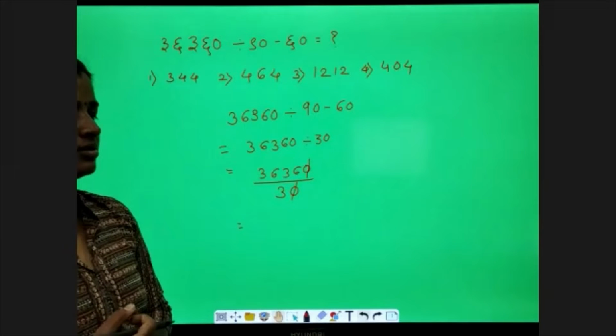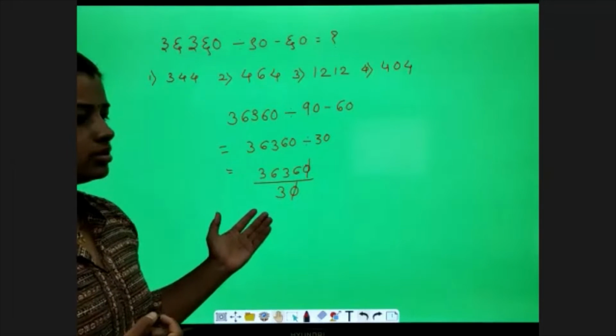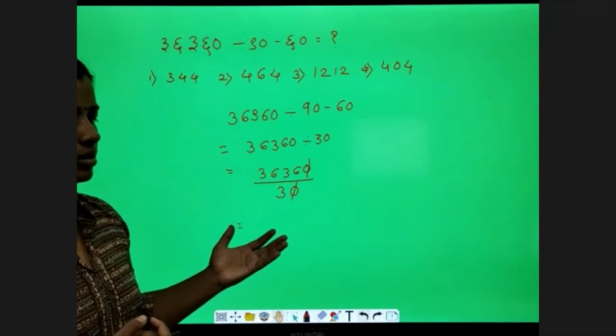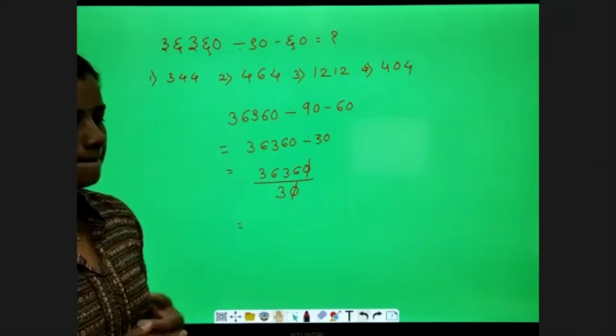Yes, it's simple. 3636 divided by 3. Answer. Which option will be there?